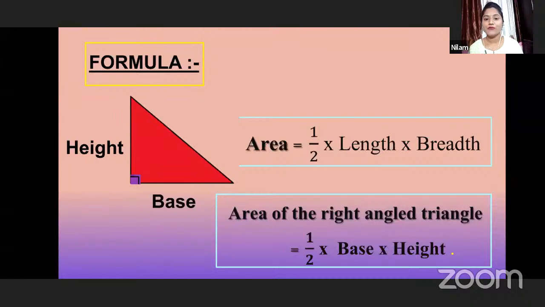Observe the screen carefully and look at the formula. Okay, area of a right angled triangle equals half times base times height. In the left hand side figure you can see base and height, the two dimensions of a right angled triangle.